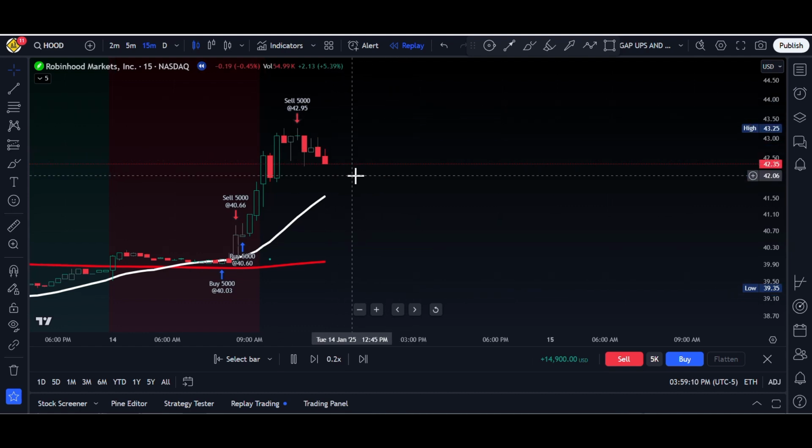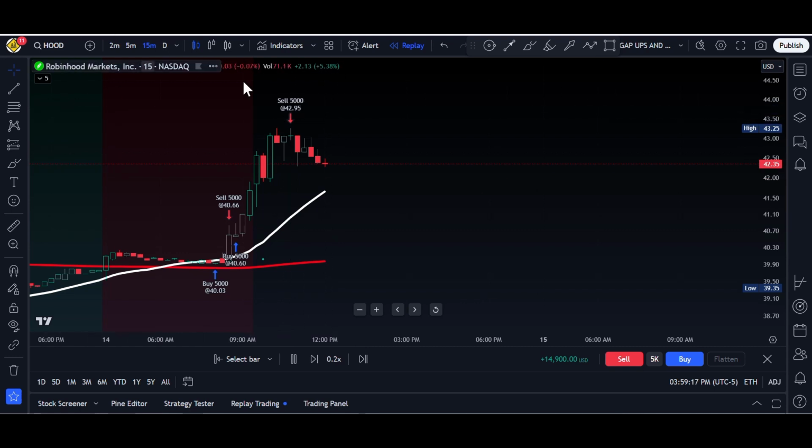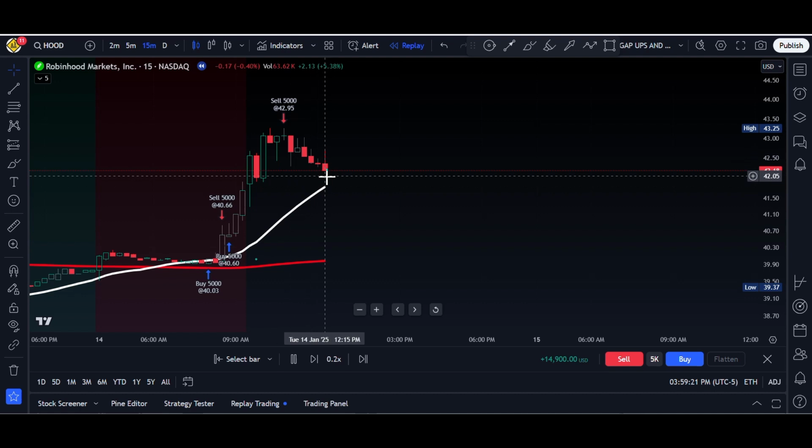Let's see if I could get that. Again, I haven't done these replays in a very long time. I have never even looked at Robinhood since February 14th, 2024. So that's probably like the last time I traded it.